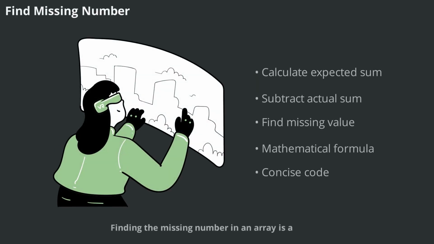Finding the missing number in an array is a question that tests your understanding of arithmetic and array manipulation. By calculating the expected sum and subtracting the actual sum, you can identify the missing value. For example, in 1, 2, 4, 5, with n equals 5, the missing number is 3. This problem demonstrates your skill in using mathematical formulas and handling edge cases. Interviewers look for efficient solutions and your ability to write concise code. Practicing this prepares you for more advanced array problems.